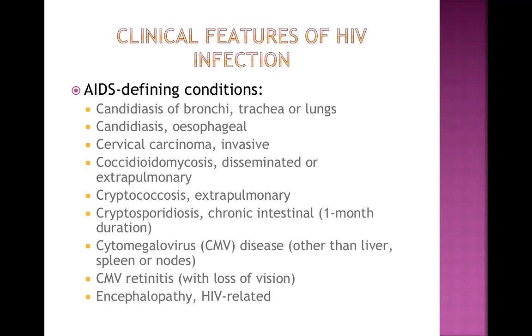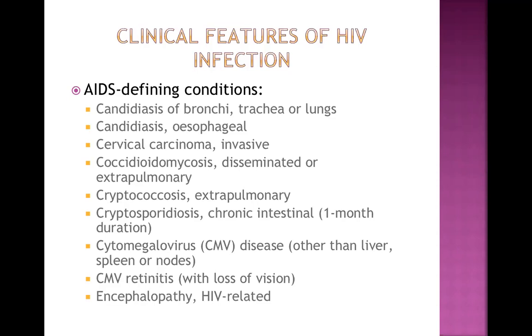These are extensive candidiasis of bronchi, trachea, or lungs, meaning the lower part of the airway, esophageal candidiasis, which is always considered very serious, carcinoma of the cervix, which is the invasive type of carcinoma, coccidioidomycosis, disseminated or extrapulmonary. Remember, coccidioidomycosis is a type of dimorphic fungus. Cryptococcus neoformans is a type of yeast. The central nervous system is usually affected here. Cryptosporidiosis is a type of protozoa. It can cause chronic diarrhea.